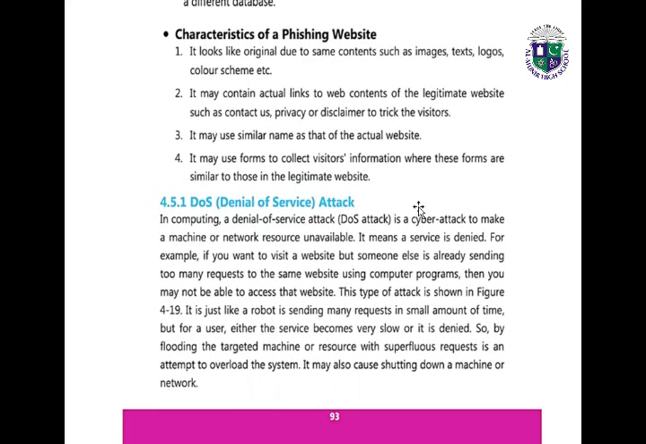What are the characteristics of a phishing website? It looks like the original due to content such as images, text, logos and color scheme. It may contain actual links to legitimate websites, such as contact us, privacy and disclaimer, to trick visitors. It may use a similar name to that of the actual website. It may use forms to collect visitors' information, where these forms are similar.